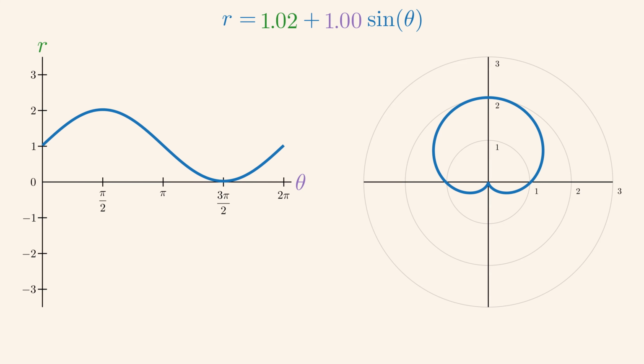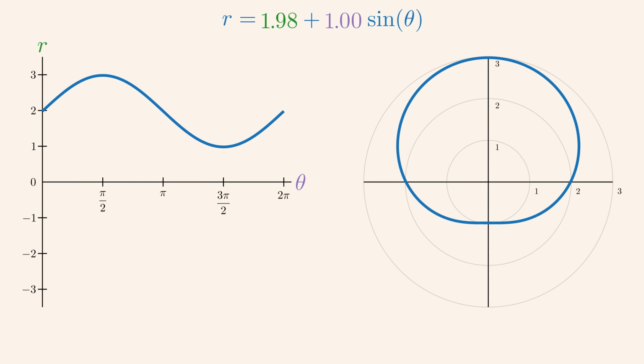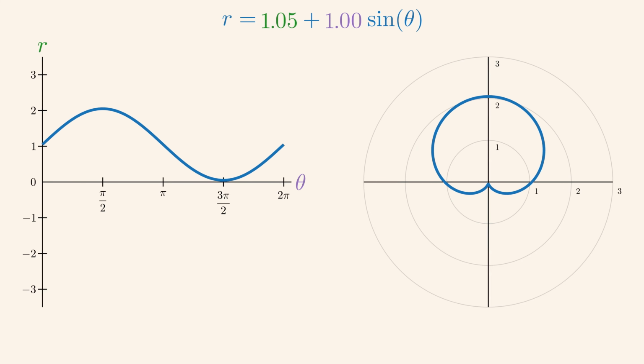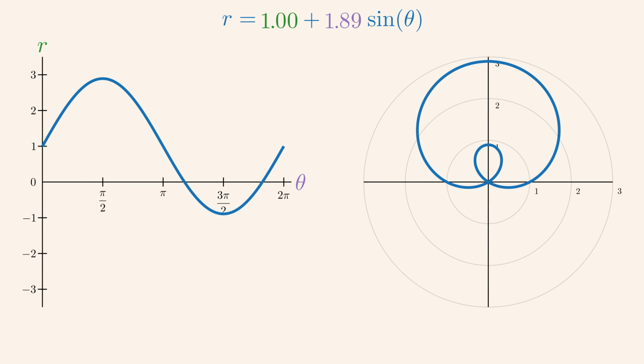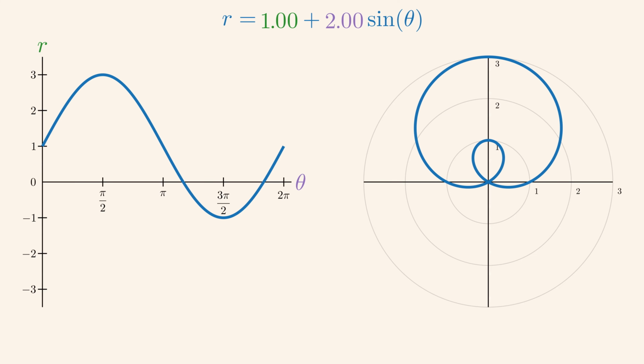By increasing the green constant, we pull the polar curve away from the origin and puff it out into a rounded shape. By increasing the purple coefficient, the Cartesian wave now dips below 0, and it forces the polar curve to pass through the origin, creating an inner loop.